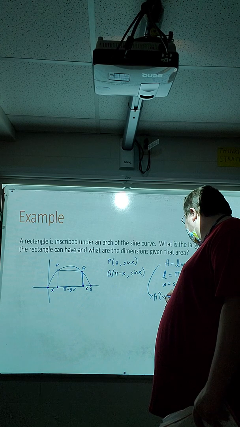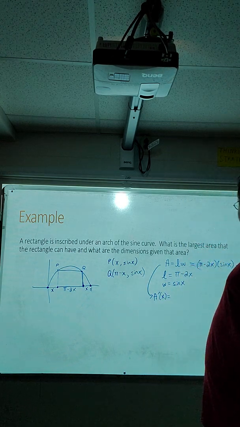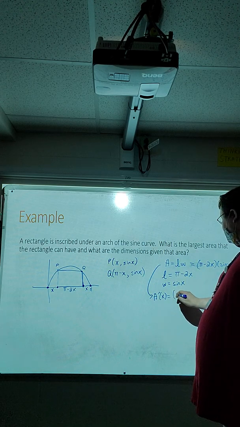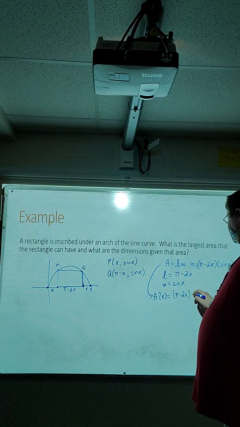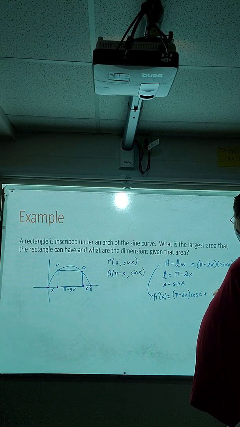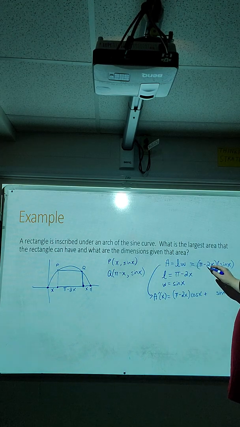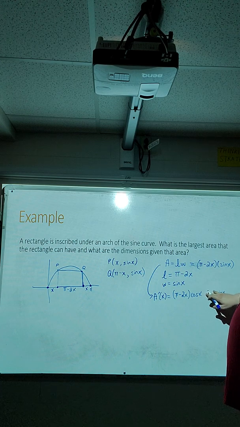Let's find the derivative. Let's take the derivative of that function. Let's do the product rule. First times the derivative of the second. Derivative of sine is cosine. Plus the second times the derivative of the first. Derivative of pi minus 2x. Pi is a constant, so its derivative is 0. Derivative of negative 2x is negative 2. So I basically get (pi minus 2x) times cosine x minus 2 sine x.